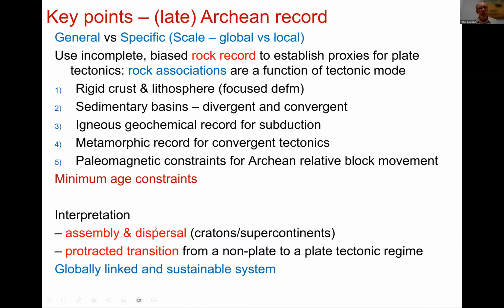So what I want to do now is go through some key points, mainly focusing on the late Archean. I'll come to the early Archean and the Hadean later on, but outline some general features on when we can say we had rigid crust and lithosphere, focused deformation. What do sedimentary basins potentially tell us about that kind of discussion? What does geochemistry tell us? Many of you in the audience may know more than me on that. The metamorphic record and the paleomagnetic record. How can we use those to try and understand when plate tectonics started?